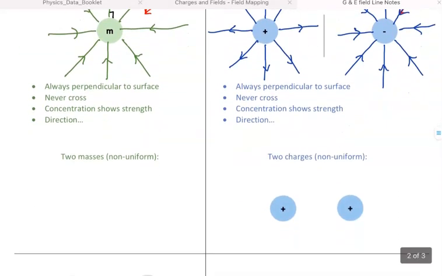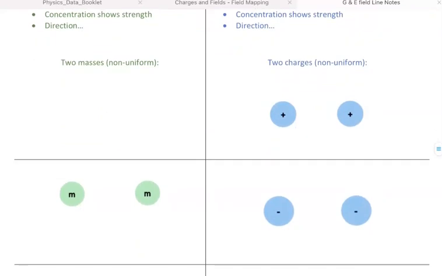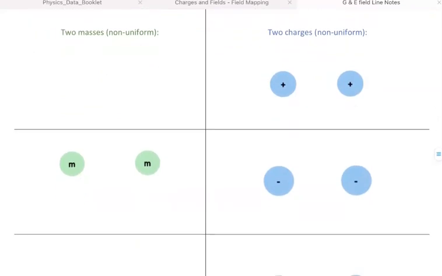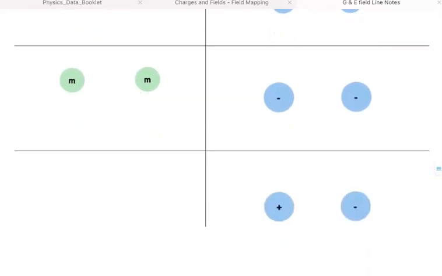Now, when we move forward and we look at the 2 masses and 2 charges, and these are considered non-uniform, meaning we're looking in space, at the micro level, they're non-uniform fields, meaning they are changing if you move some distance away. We're going to look at 2 positive charges. We're going to look at 2 negative charges. You'll see my masses are next to that as well. And then I look at opposing charges.